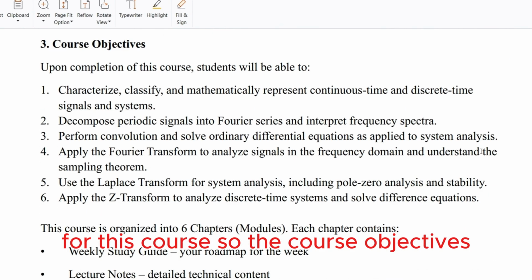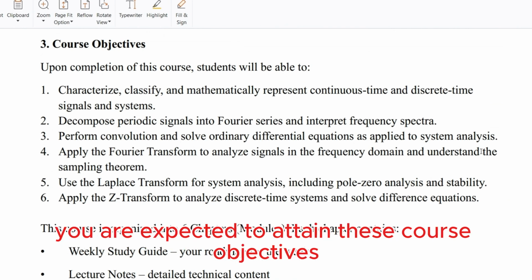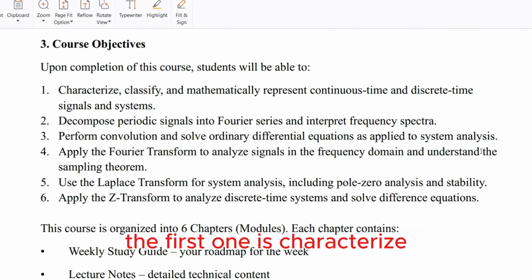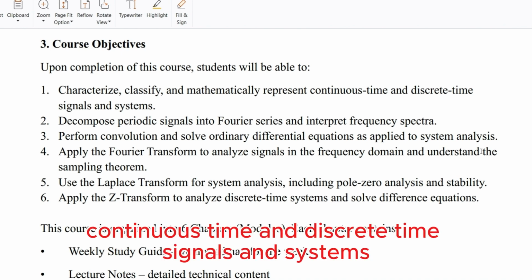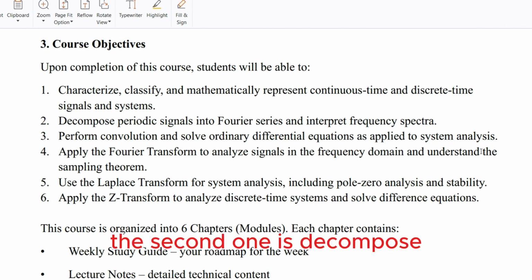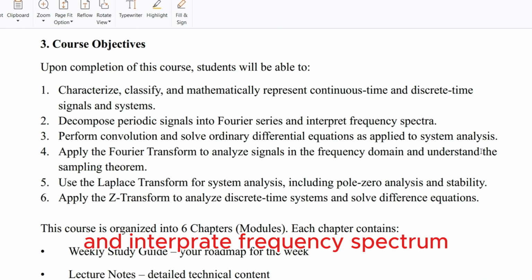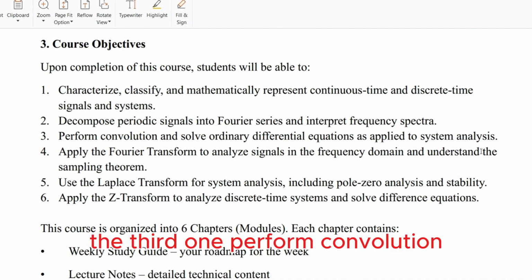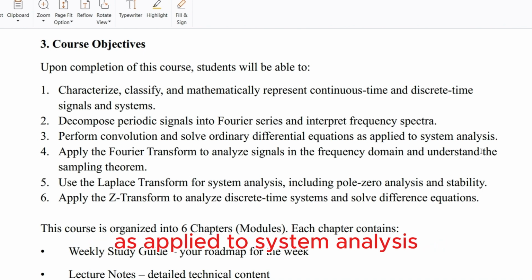Now the course objectives. Upon the completion of this course, you are expected to attain these course objectives. The first one is to characterize, classify, and mathematically represent continuous time and discrete time signals and systems. The second one is to decompose signals into Fourier series and interpret frequency spectra. The third is to perform convolution and solve ordinary differential equations as applied to system analysis.